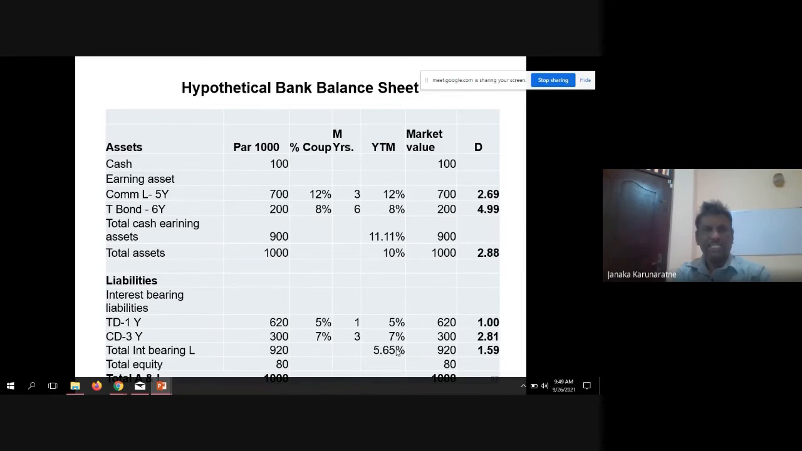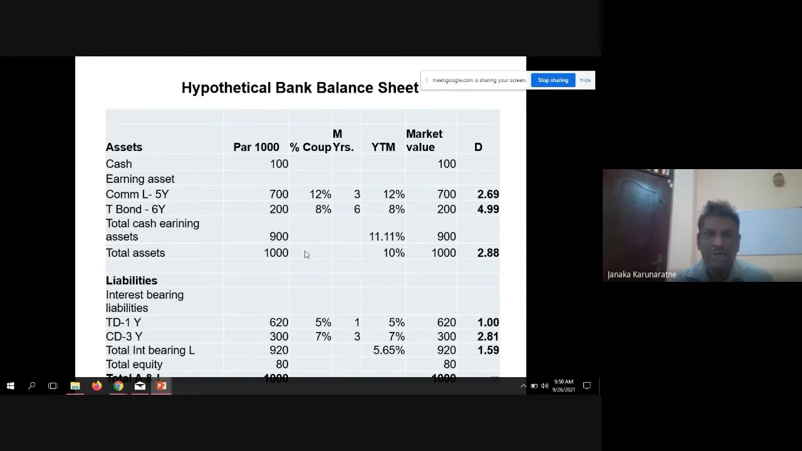The total cash earning assets 900. Those are the two assets. The total assets 1000. Now, if you look at the market values, also 700 and 200. Why? Because the yield to maturities are also same. If the yield to maturity is 12% and the coupon 12%, the market value is same as the face value. So here also yield to maturity 8%. So the market value also 200, same as par value.